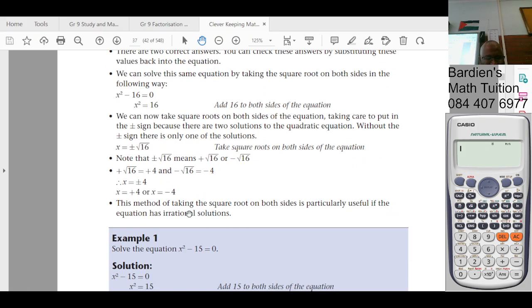So that is just something to note at this point. Okay, so let's look at example 1 on page 37. The question says solve for x squared minus 15.